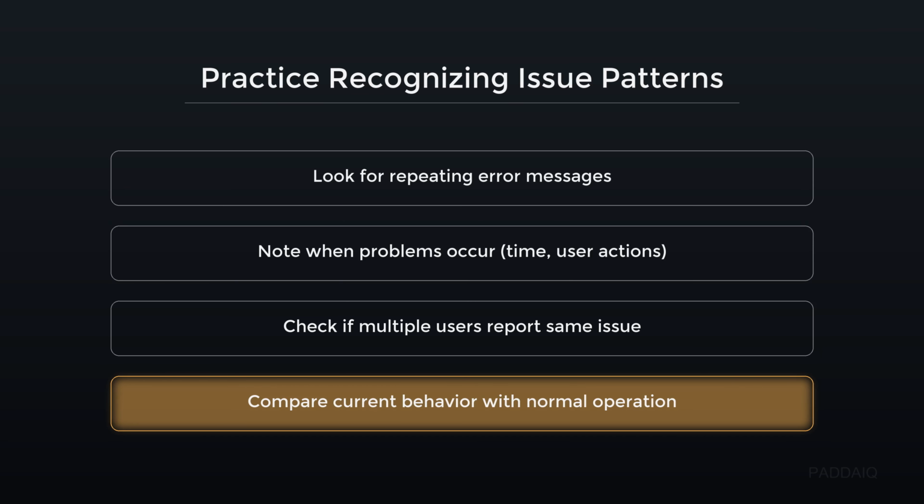Compare current behavior with normal operation. This means checking if what's happening now matches how things usually work correctly. For example, if your app typically loads in seconds but now takes a minute, you have identified a deviation. This comparison is the essential first step in diagnosing any system issue effectively.